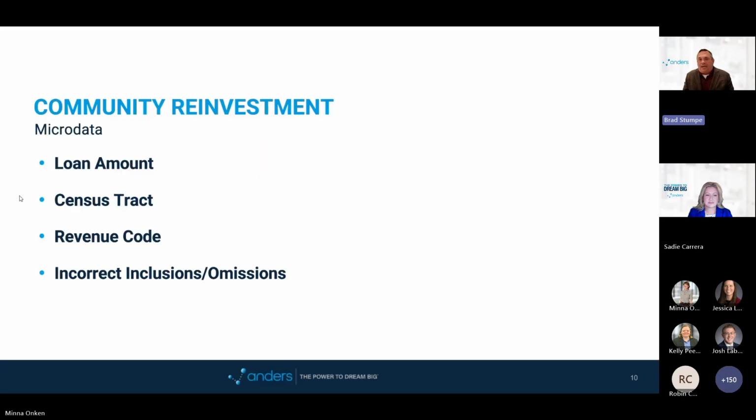All right, so first up under CRA is loan amount. The Fed cited pulling information from the incorrect core system fields and data input errors as the common violations that they see. And, yep, that can happen.